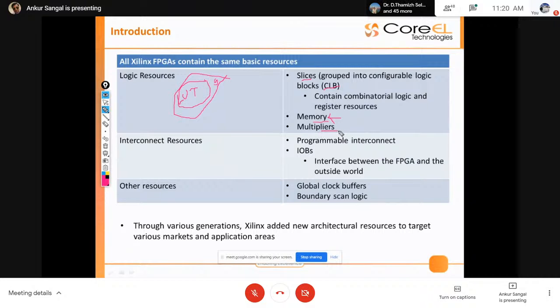If you want to work on DSP related applications, you need multipliers and summing. Both are available in the form of the DSP48 slice. This is the name of the specific slice. With the help of this slice, you can easily implement your DSP related algorithms. Now, if we are talking about the interconnect resources, the first one is programmable interconnects.